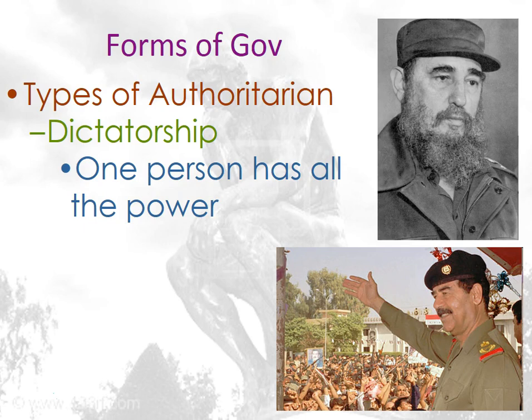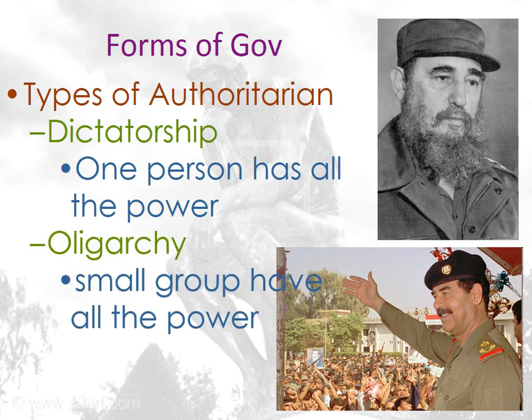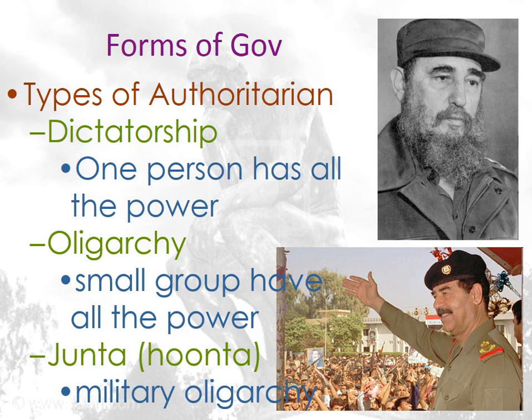Next, we can also look at an authoritarian government as a dictatorship. So, for example, we see Fidel Castro or Saddam Hussein, dictators who had complete and absolute power over the government. An oligarchy is another form of totalitarian government. This is where a small group of people has power, and not very common in the world today, but it does exist in a few places. And then finally, we have what is known as a junta, which is another name for a military oligarchy. And within a military oligarchy, basically, the military rules the government instead of a small group of people.